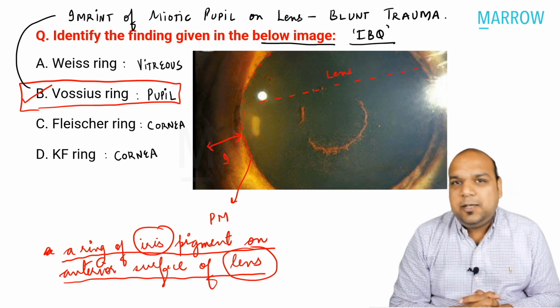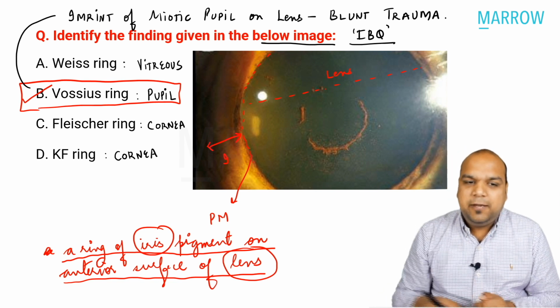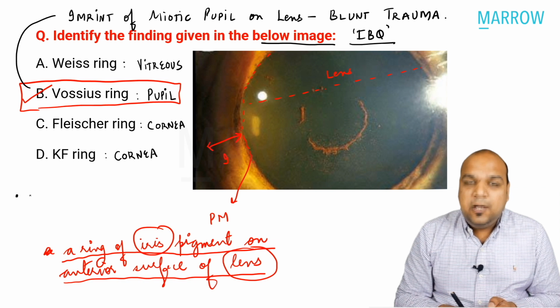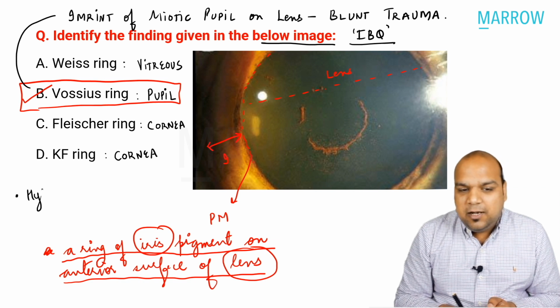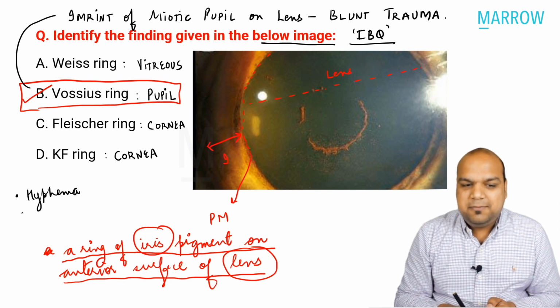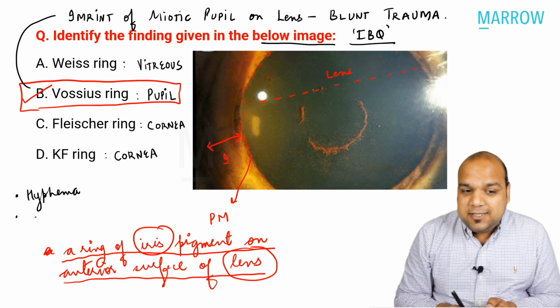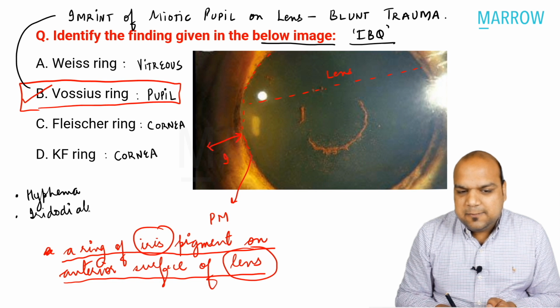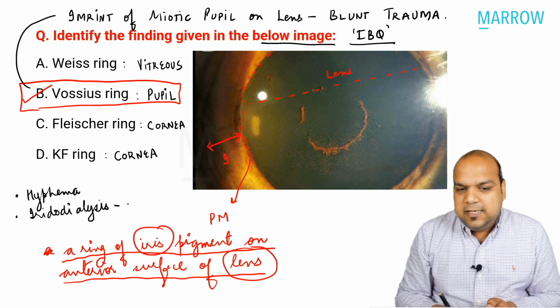I hope we remember other important signs of a case of blunt trauma that we should remember. What are those, everybody? Hyphema, the most common sign, can be seen. What other important signs come into your mind? Yes, iridodialysis. Iridodialysis leads to D-shaped pupil. Please remember, very important sign.